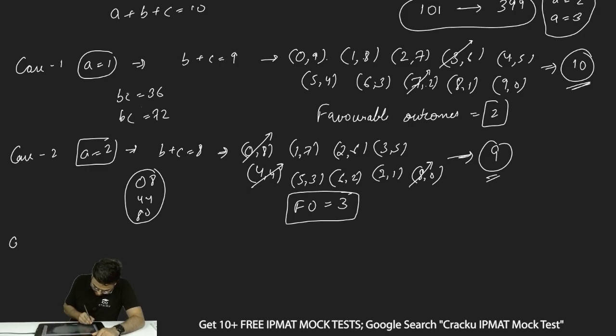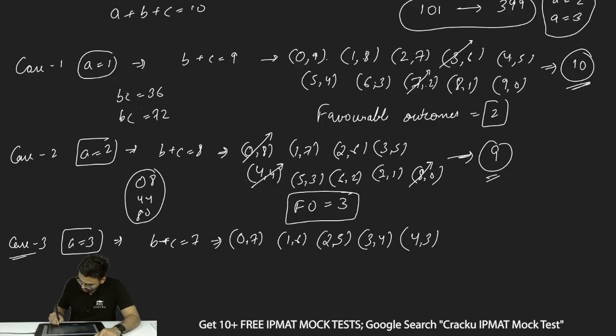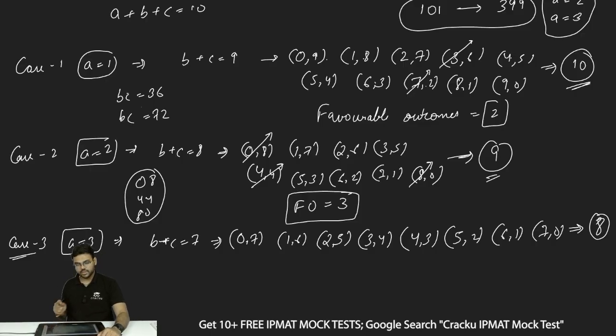Now if we consider case 3. Case 3 will be a is equal to 3, that is the number at the 100th place is equal to 3. Now what will happen? B plus c will be equal to 7. So the total outcomes will be 0, 7, 1, 6, 2, 5, 3, 4, 4, 3, 5, 2, 6, 1 and 7, 0. So in total there are 8 total outcomes.